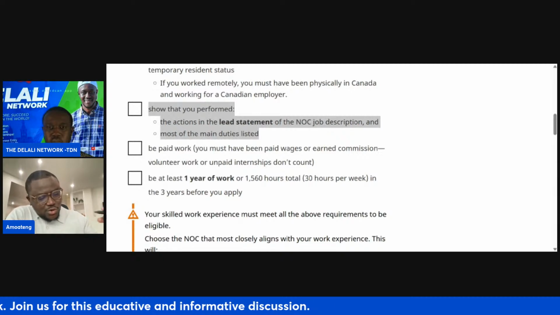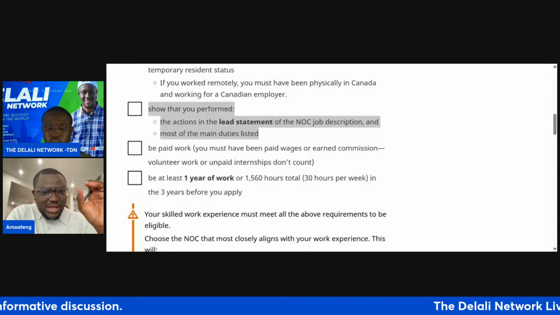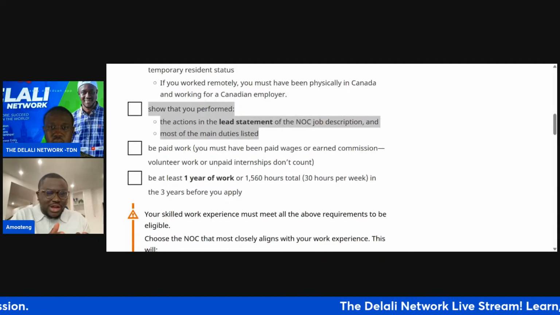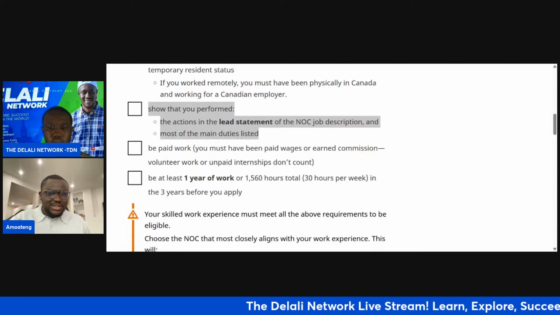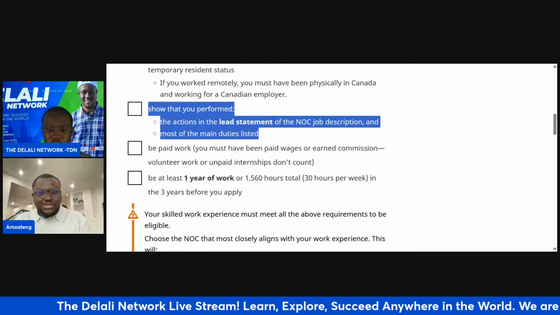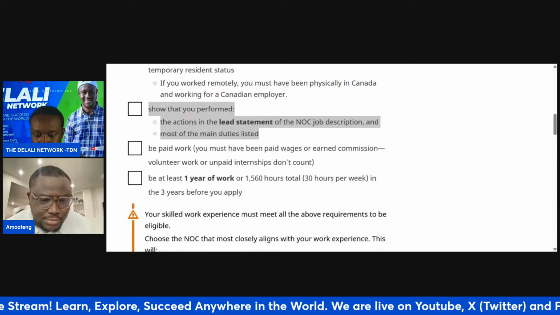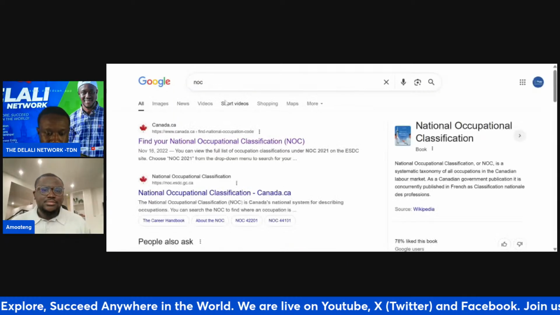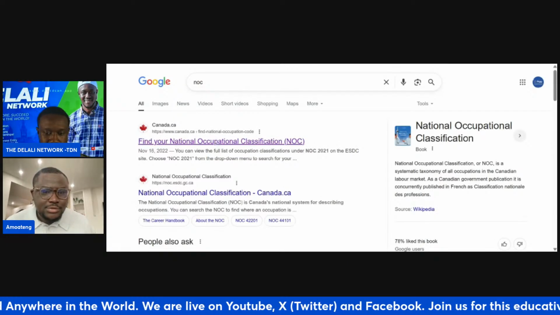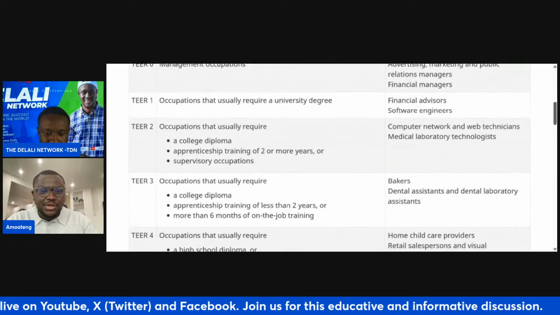And then when you look at every NOC, there is a lead statement, right? So they are saying that in your role, you should have performed that lead statement in that NOC. So for example, maybe you can open the NOC and then we can explain it. And then just type any random thing and let's check it from there. Okay.